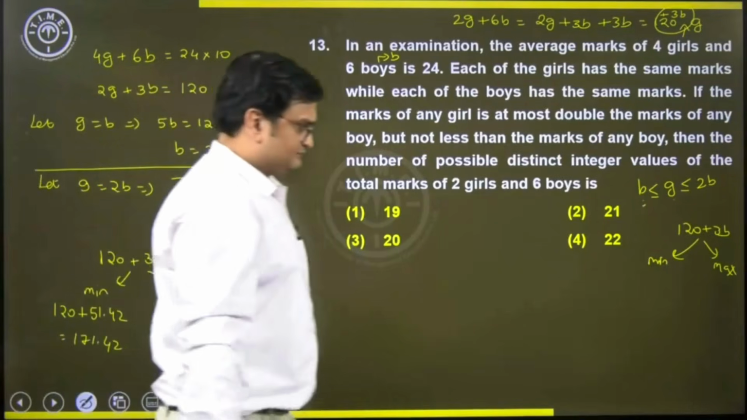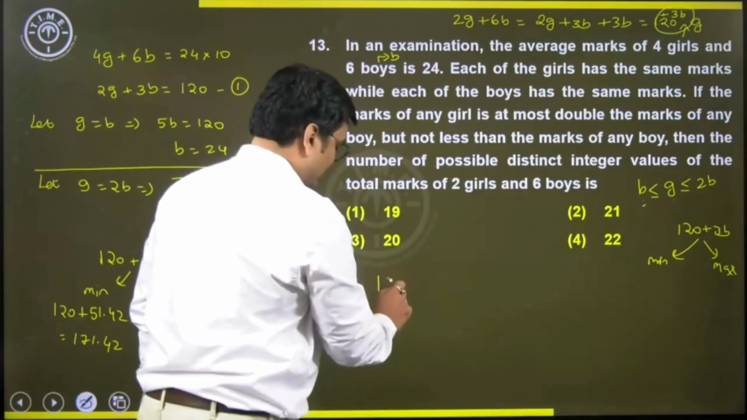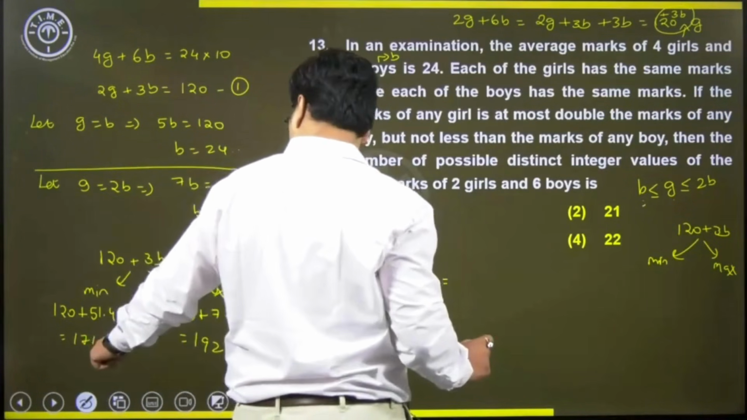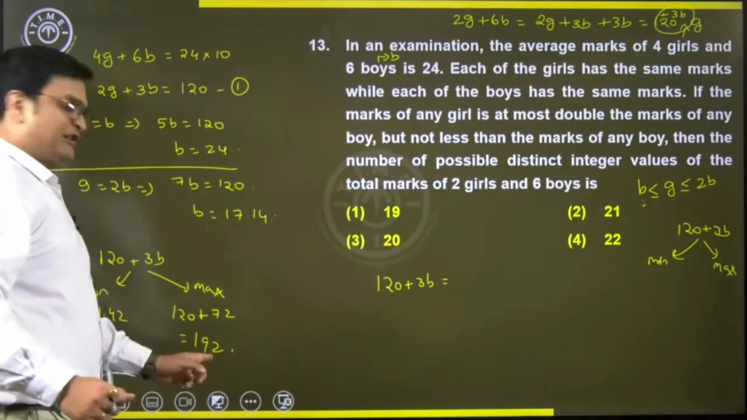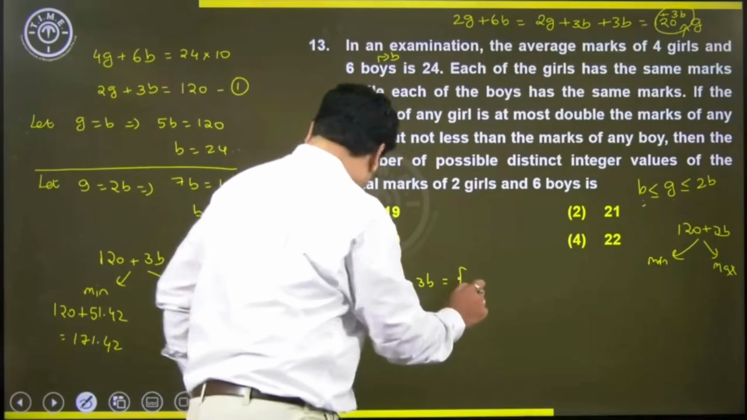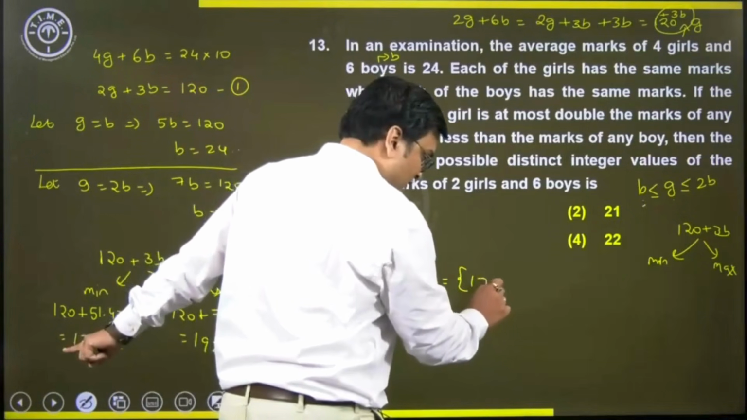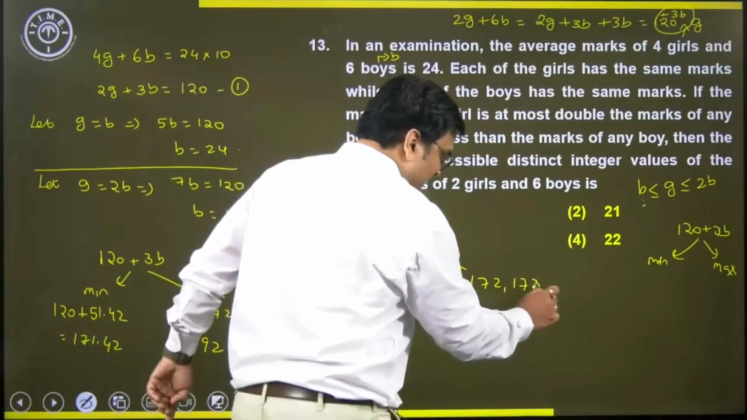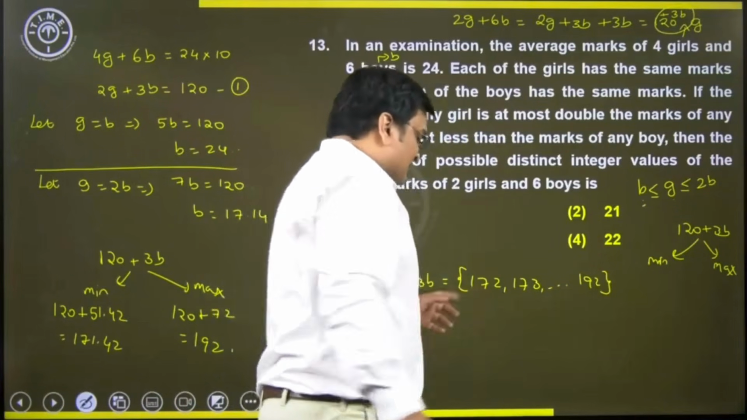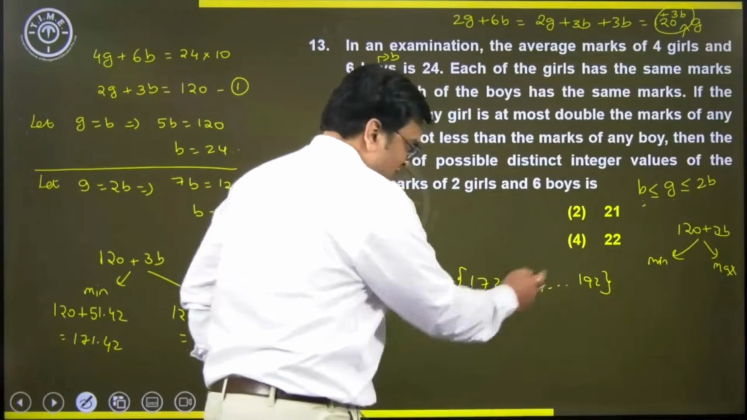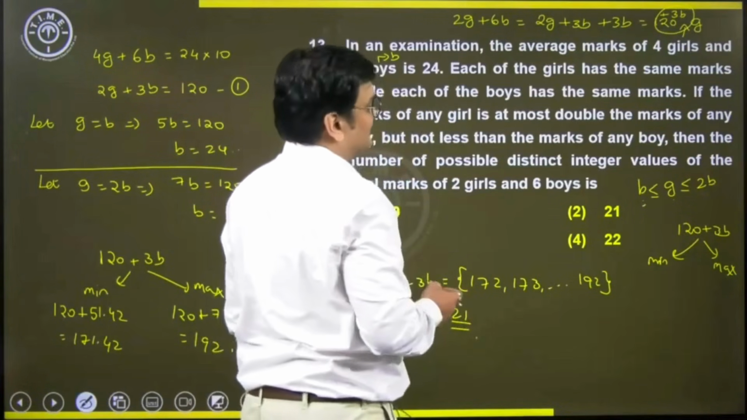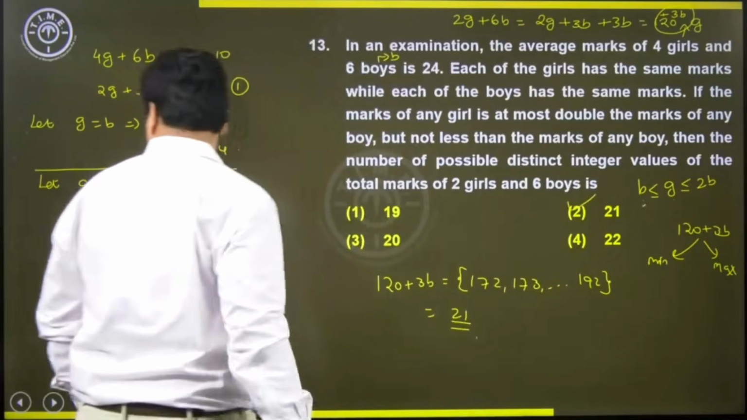So, can I say the expression that I want can take all values from 171.42 to 192. And since we want only integer values, the integer values will be 172, 171 I cannot take it, please note, 173, up to 192. So, how many integers are there from 172 to 192? It is 192 minus 172, which is 20, plus 1, 21. So, the answer will be 21, option choice B.